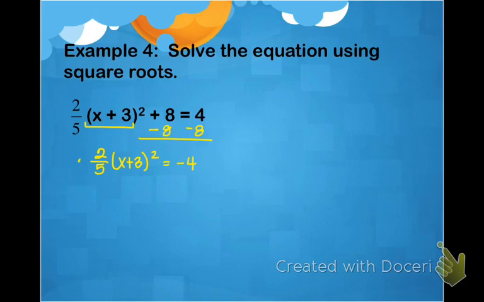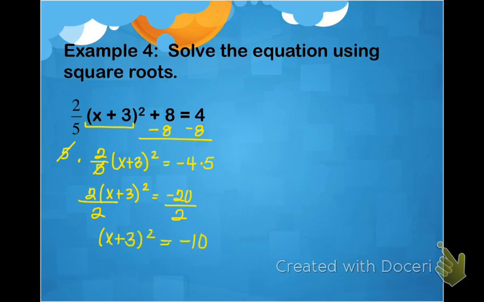To get rid of this fraction, I'm going to multiply by 5 on both sides. These cancel, so now I have 2 times x plus 3 squared equals negative 20. And now I can divide by 2 on both sides. X plus 3 squared equals negative 10. And here's where we're going to run into an issue like I was just talking about. Here we would square root, but this is a problem. So what you would write down is no real solutions.